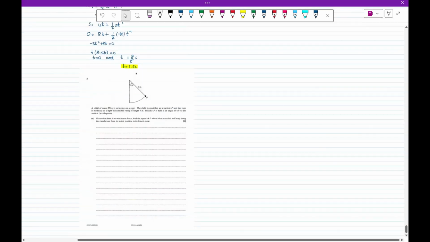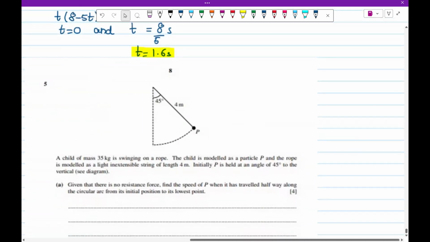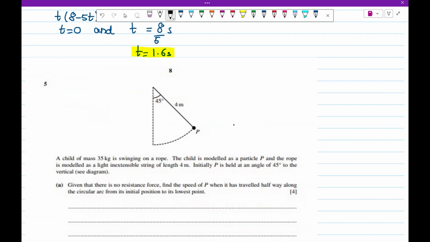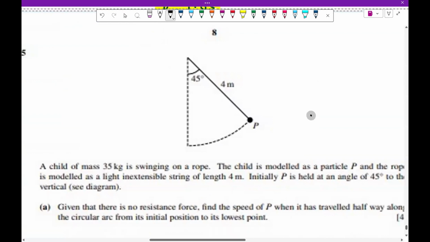Okay, so basically, in this question we have to do this. Let's leave the question statement really quick. So this is a child. Basically, it's a swing, and they made it into a pendulum. Child, small particle P, and this was a difficult question. Swing length 4 meter. Given that there is no resistive force, find the speed of P when it has traveled halfway along the circular arc from its initial position.